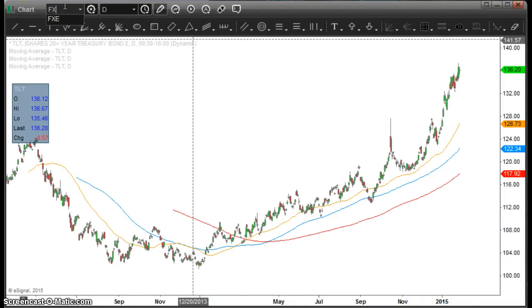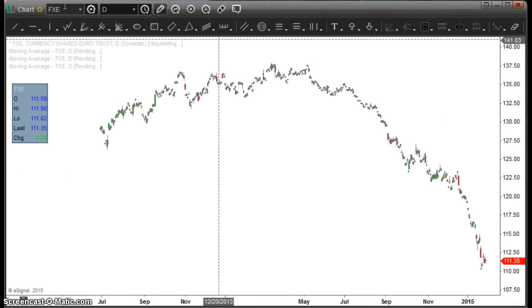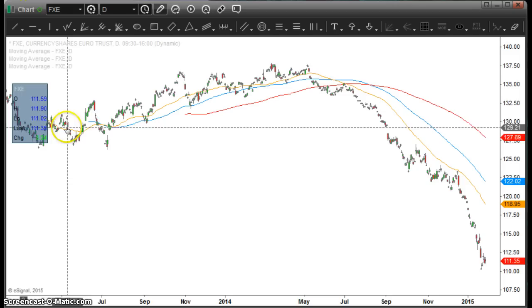Then let's look at currencies. Of course, currencies have been much in focus over the past couple of weeks. Let's look at the FXE.